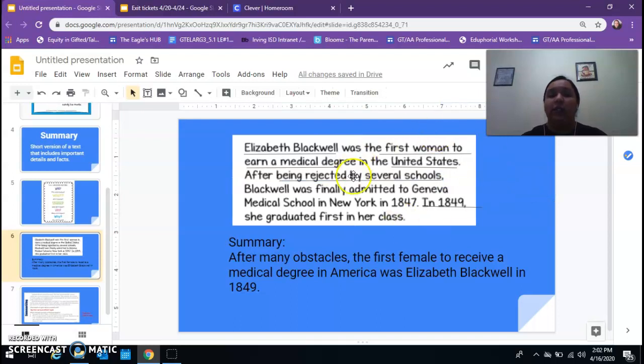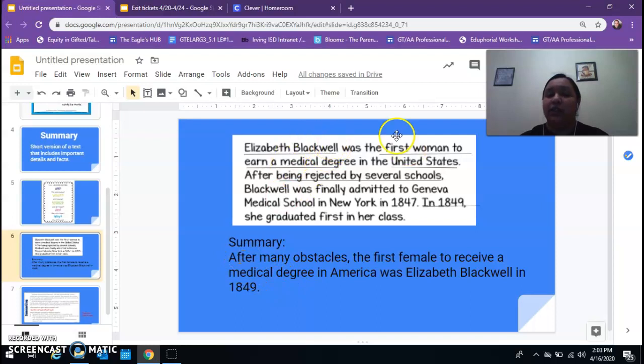So I'll take all this information and I'm going to paraphrase it. I can easily say Elizabeth Blackwell was the first woman to earn a medical degree in the United States after being rejected by several schools in 1849. Now, I'm using all the words from my text, which is plagiarizing. So we don't want to plagiarize, and that's a whole word that we can talk about later. If you have questions, you can always email us, or we can do a Zoom meeting on that if you would like. Plagiarizing is just when you take other people's work and use it as your own, and we don't want to do that. So I want to write it in my own words, in words that I understand.